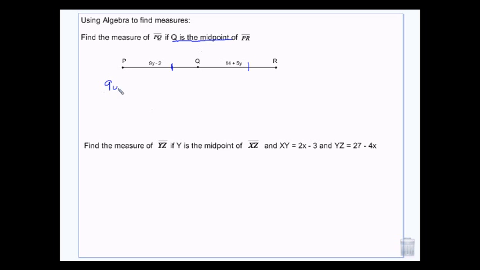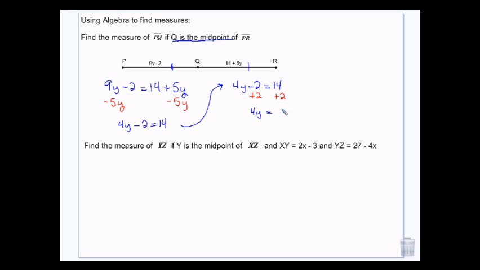So 9y minus 2 will equal 14 plus 5y. Subtract the 5y. I'm going to get 4y minus 2 equals 14, which I'm going to move up here because I ran out of space. I'm going to add 2 to both sides. 4y equals 16. Divide by 4, and y equals 4.